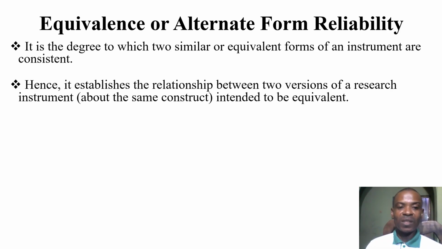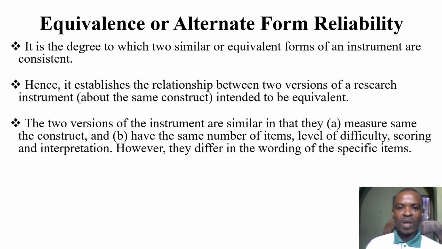So it aims to establish the relationship between 2 versions of a research instrument that measures a particular construct, and these versions of a research instrument are intended to be equivalent. For instance, you may have a construct like self-efficacy, where you have 2 versions of instruments that tend to measure self-efficacy. When you want to establish the reliability of the 2 versions, it is called alternate form reliability.